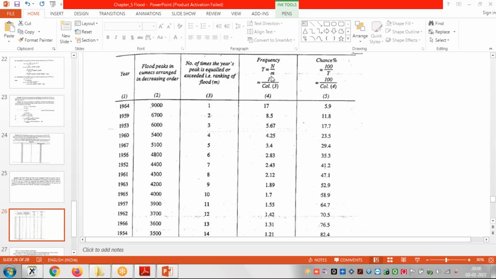So through this N upon M, we will get the value of T, return period, right? Return period, we know the frequency. Return period is nothing but the frequency. We will get this. Once we know that, then we have to find the chances. Chances means just what we are doing actually. Chances of that flood.